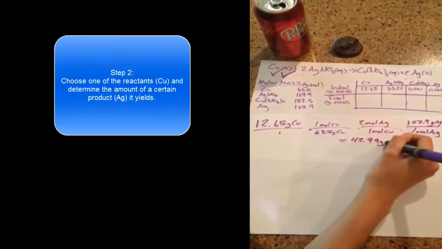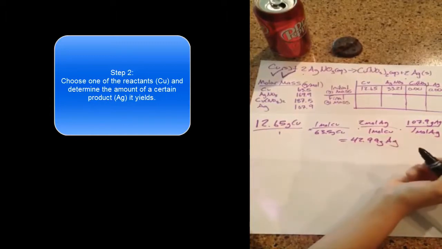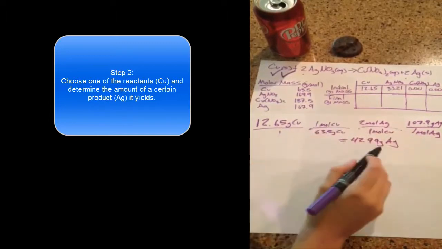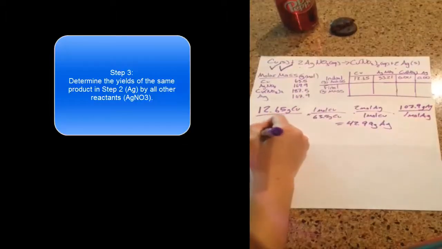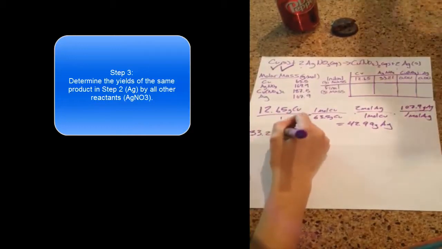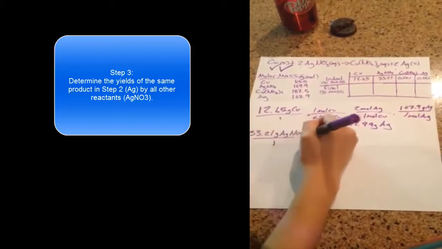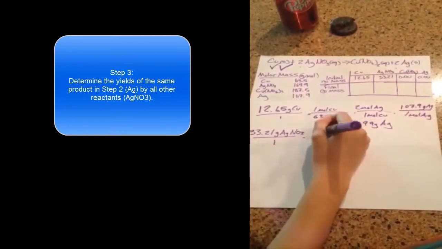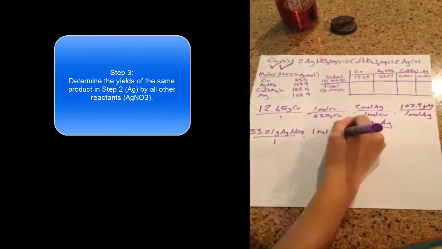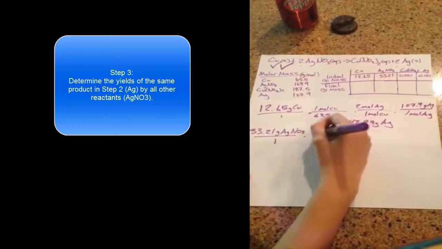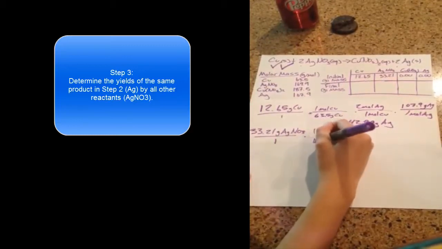As you can see, the 12.65 grams of copper ends up yielding 42.99 grams of silver. After finding how much silver is produced by the first reactant, you would then take the other remaining reactant or reactants and calculate the amount of silver they produce as well. In this case, the other reactant is the 33.21 grams of silver nitrate.